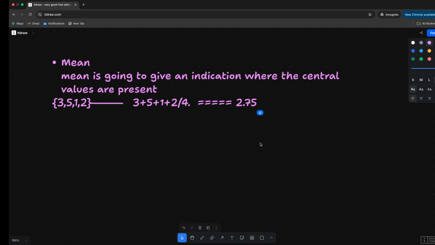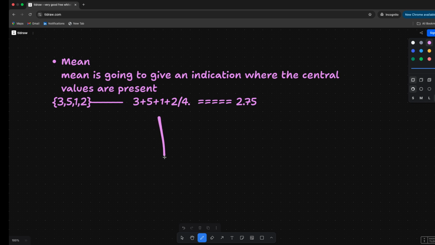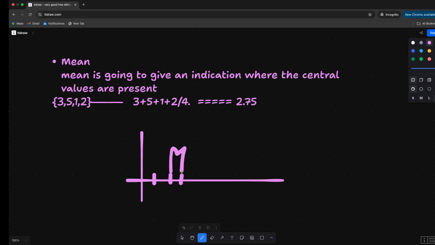So it will be 2.75. If we plot a graph here, say this is 1, this is 2, and then this is 3, our values are concentrated between these ranges. The maximum number of values are present between these two ranges. That is what it is trying to indicate. So this is what we are trying to say here.